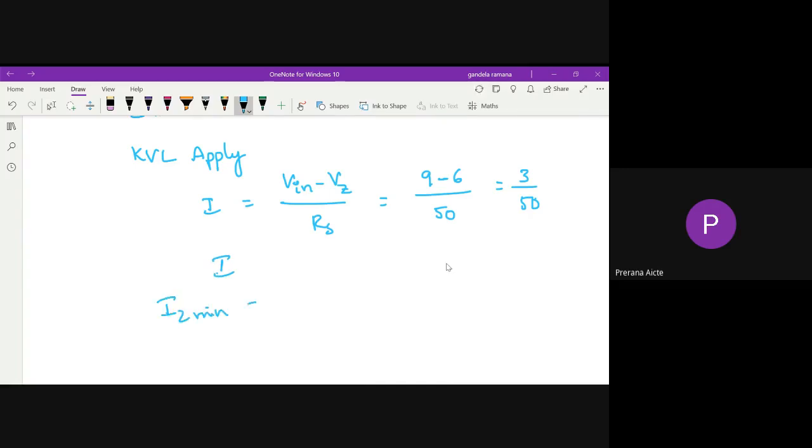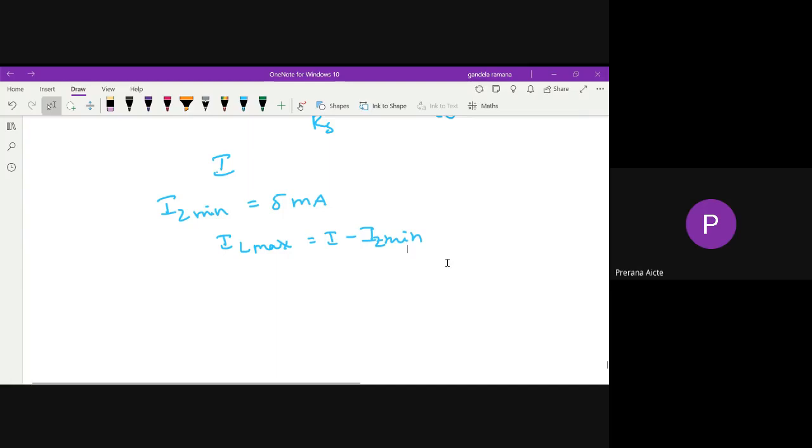Iz minimum is equal to, they give a knee, meaning minimum current, 5 milliamperes. So what is the formula for that? IL maximum is equal to I minus Iz minimum. Find out this one. So here you have to find out the current. Implement that here, and you get IL maximum.